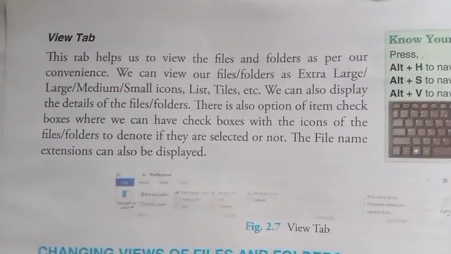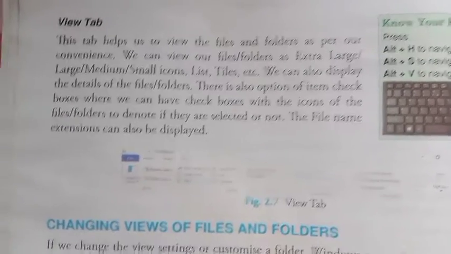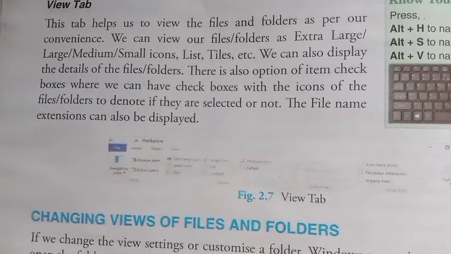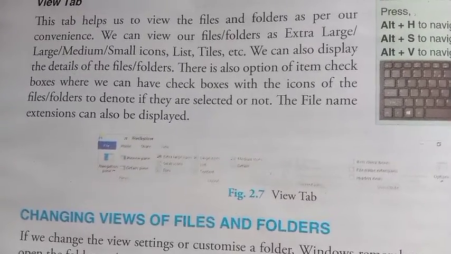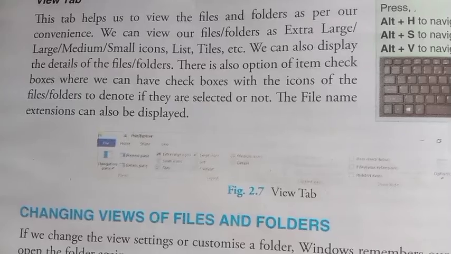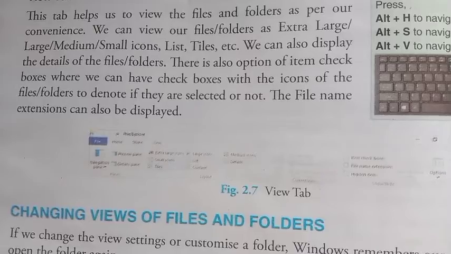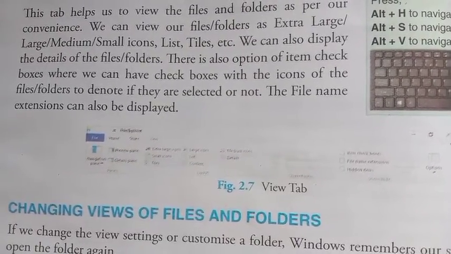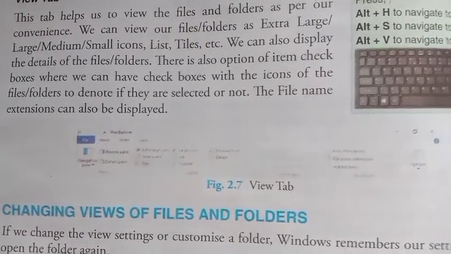Then the View tab. The View tab helps us to view the files and folders as per our convenience. We can view our files or folders as extra large, medium, small icons, list, tiles, etc. We can also display the details of files and folders. There is also an option of item check boxes, where we can show a check box with the icon of the files and folders to denote if they are selected or not. The file name extension can also be displayed.